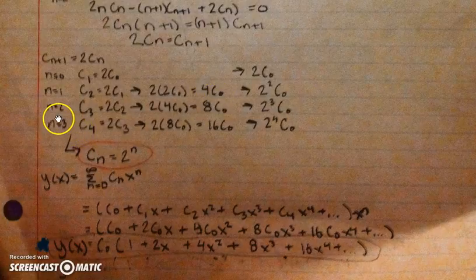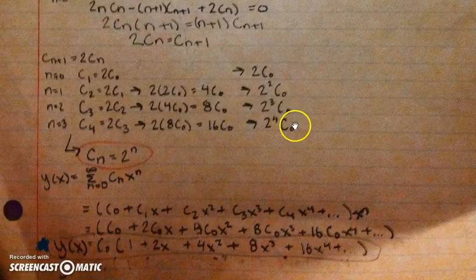And then you do it again for n equals 2. So you get C3 equals 2C2. So we know from above what C2 is. So you get 2 times 4C0, which equals 8C0. And then n equals 3, you get C4 equals 2C3, which then equals 2 times 8 C0, which equals 16 C0.